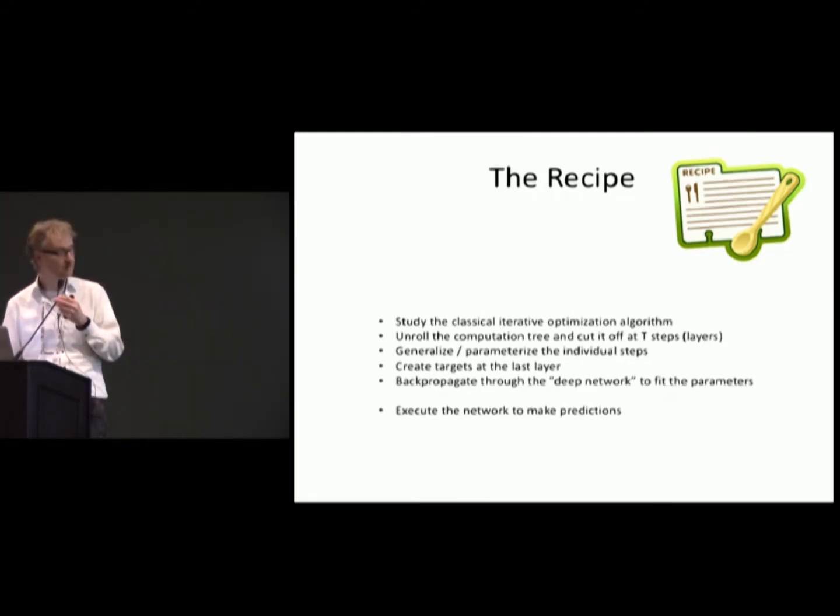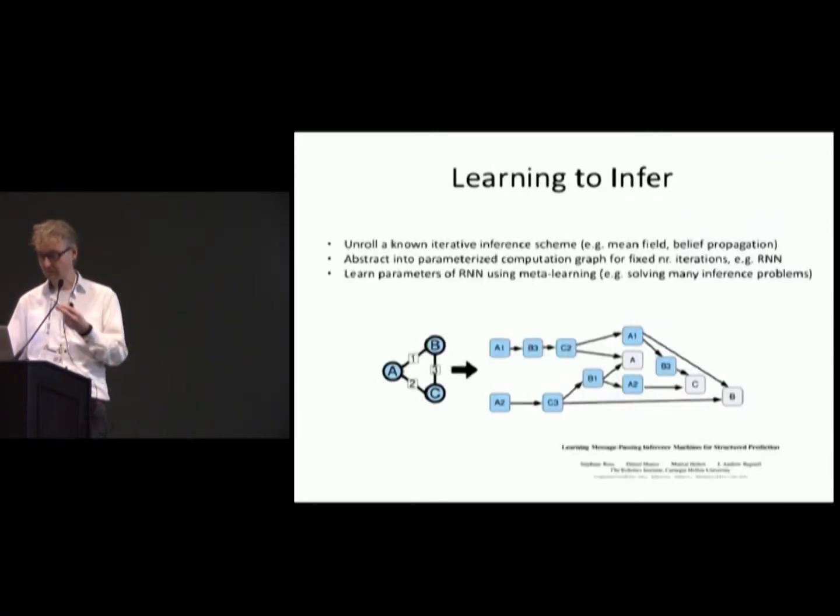And I'll show in the MRI case this is really quite easy. And then you backpropagate through this network of layers in order to fit the parameters of this meta network. And then once you have it, you execute it on a new problem. Okay, so that's the recipe that all these algorithms follow. And we're going to apply this to inference. Now, inference and learning are not exactly the same thing, unless you're Bayesian, then they're sort of the same thing.